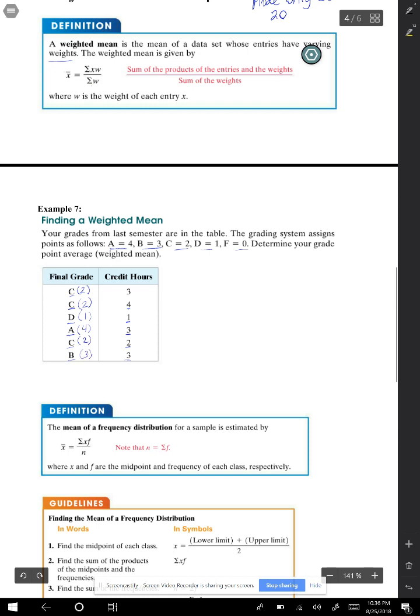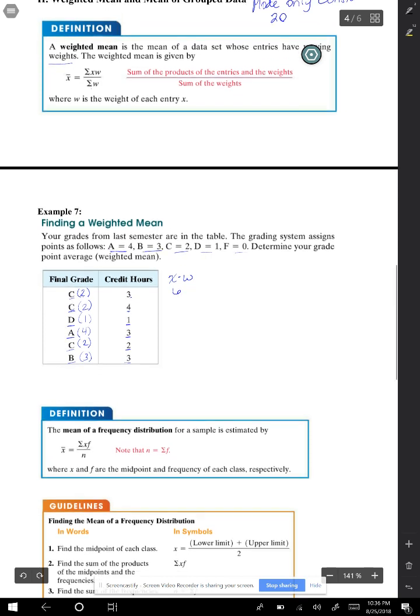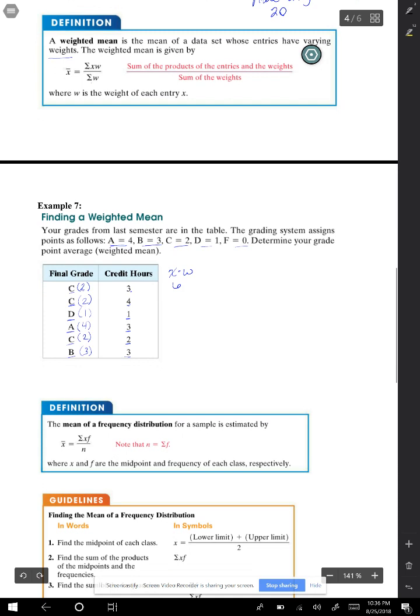And then the number of credit hours determines how many total points you get for that class. Since you got 2 points for making a C and there were 3 credit hours, you multiply the X times the weight. So X is your 2, your weight is 3, 2 times 3 would be 6. And then here 2, but that was 4 hours, so it carries more weight than 3 credit hours, so that was 8. And then 1 times 1 would be 1.